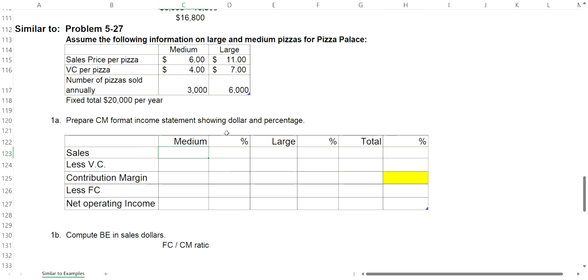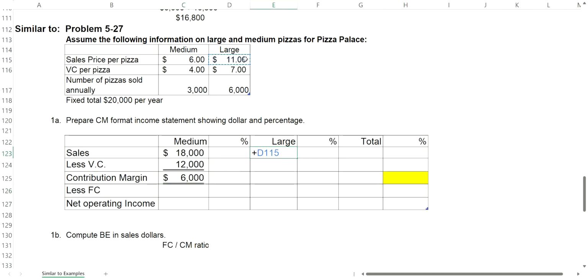Okay, let's prepare a contribution margin income statement. Let's start with the medium pizzas. The medium pizzas sell for $6, so I'll take 6 times the 3,000 pizzas we typically sell. So 6 times 3,000 is 18,000. Variable cost for the medium is $4 a pizza, times 3,000 pizzas is 12,000. And to get the contribution margin, I will subtract the sales of 18,000 minus the variable cost of 12,000, and you get $6,000.